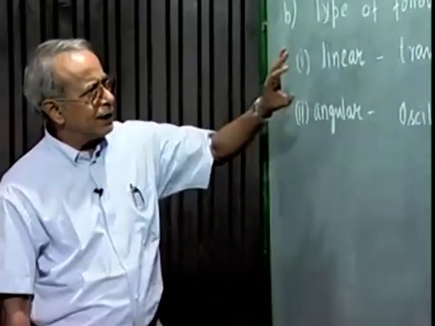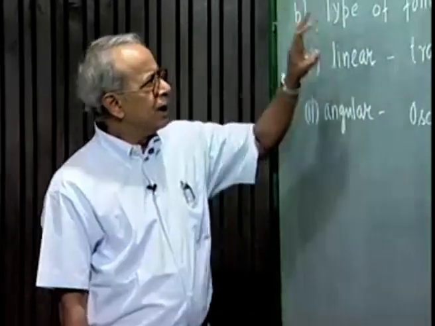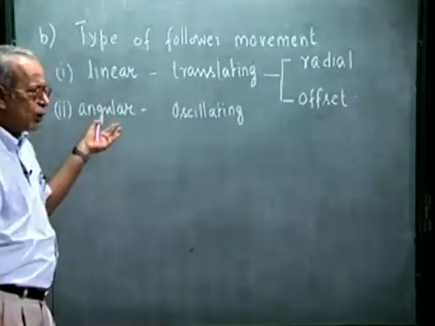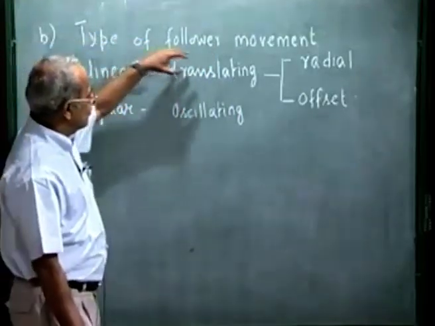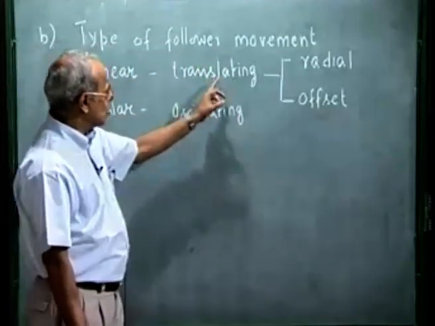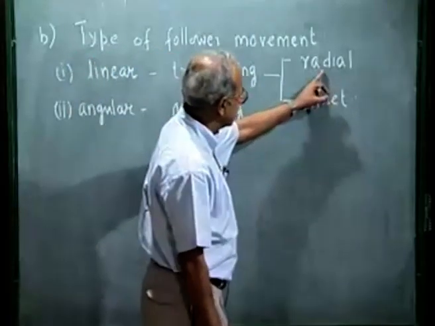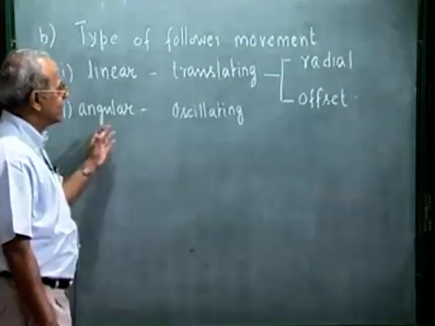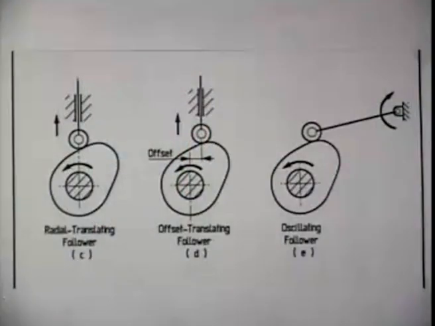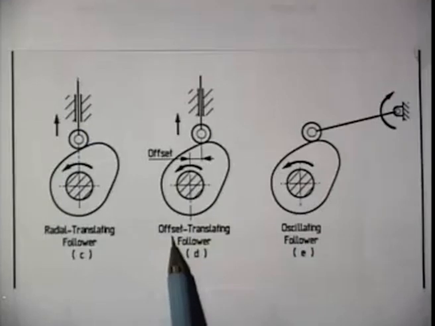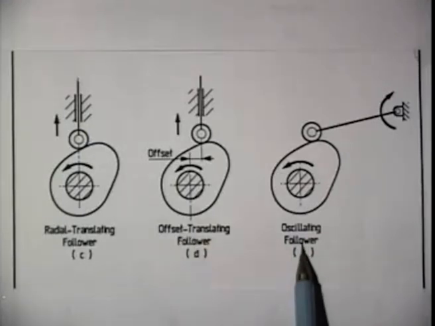Right now we are concentrating only on the different classifications. Based on the type of input movement or cam movement, we had disc cam or wedge cam. Based on the type of follower movement, if the movement is linear, we call it a translating follower, which can be either radial or offset, and if the follower movement is angular, then we call it an oscillating follower. These are the diagrams to explain them.